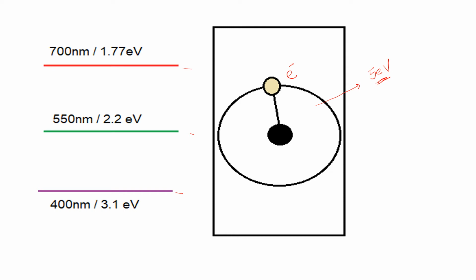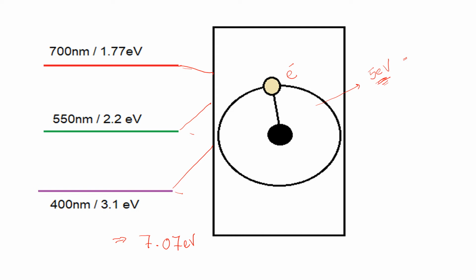Now what happens when they together fall on this metal surface? They fall on this metal surface together at the same time. Can they knock out this electron? When we add the energy of each beam, we have 1.77 plus 2.2 plus 3.1, which gives you 7.07 electron volt, which is greater than 5 electron volt, the work function of this metal.